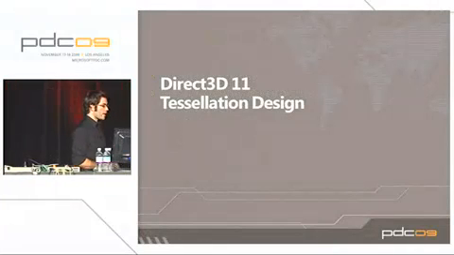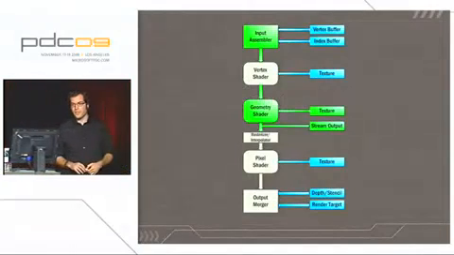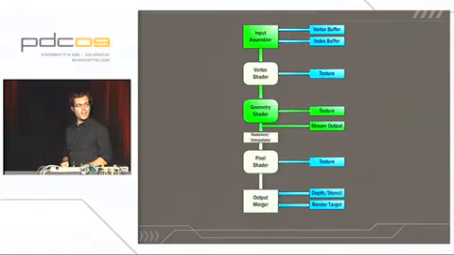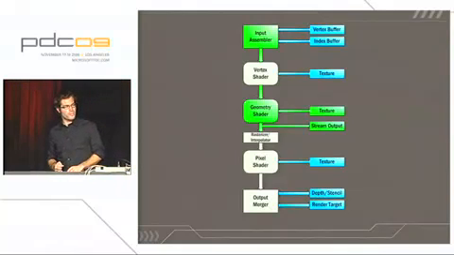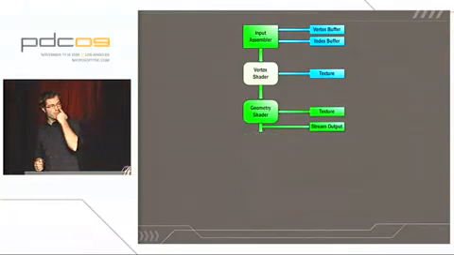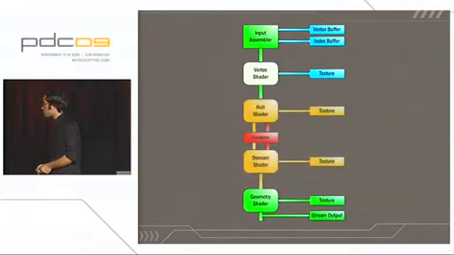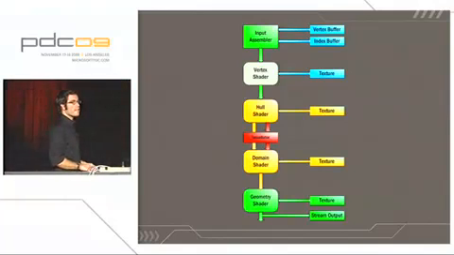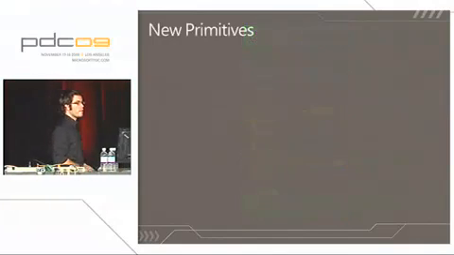So how did we design Direct3D 11 to address this? This is the Direct3D 10 pipeline. I showed it to you before. If you look between the vertex shader and the geometry shader and watch this, we added 3 new stages into the pipeline: the hull shader, the tessellator, and the domain shader. And this is pretty much what we provide to make it so that you can do this tessellation.